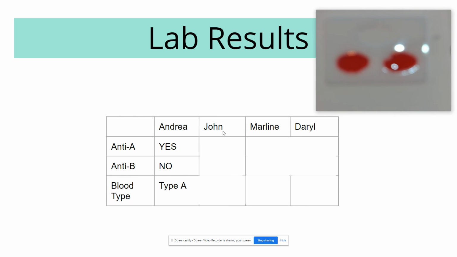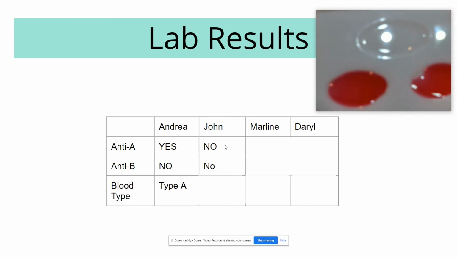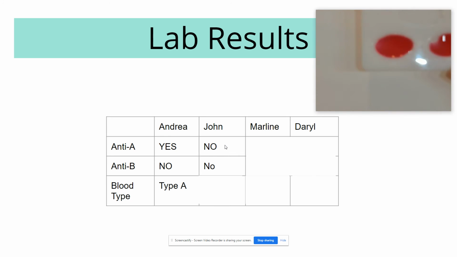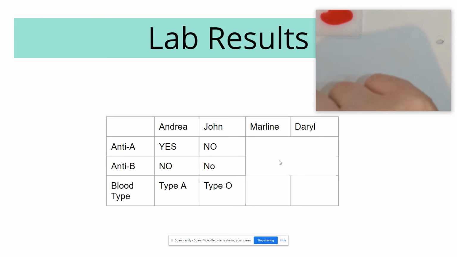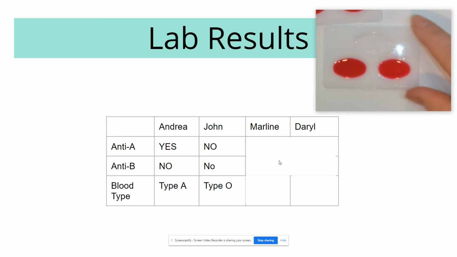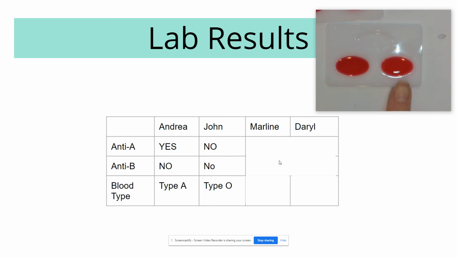And so he had no response to either, if it ever decides that it's going to focus. I know I'm having so much trouble with this camera today. There you go. No response to either. And so he is no. So John has type O blood. Next is Marlene. Marlene is right here, and she also has no. So she has no response to either. So she's also type O blood.